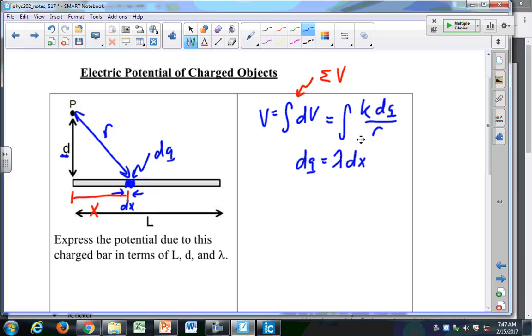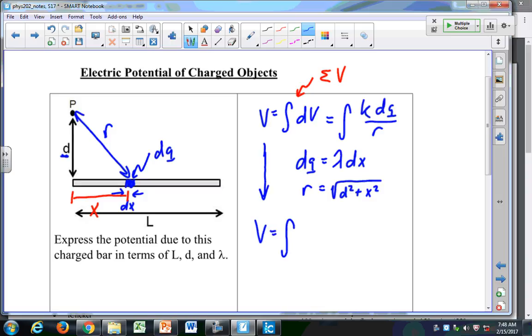Further, since r changes, I need to express it in terms of x and d, and r is equal to the square root of d squared plus x squared. So those are two substitutions that I'll need to make, for dq and r, so I can express them in a way that shows that they change as x changes. You with me okay? Sort of? All right.